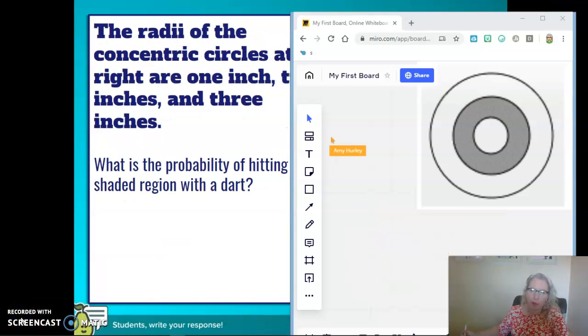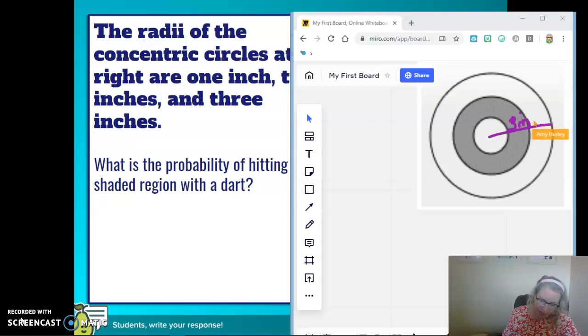Okay, what about this dartboard? I want to know what the probability is going to be of hitting the shaded region with the dart. That means I've got to know what the area is of that shaded region, and I've also got to know the area of the entire board. Let's start with the area of the entire board because I think that's going to be really quick to find. We know that the radius of the large circle is 3 inches.